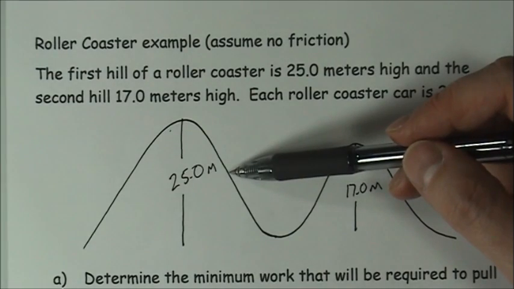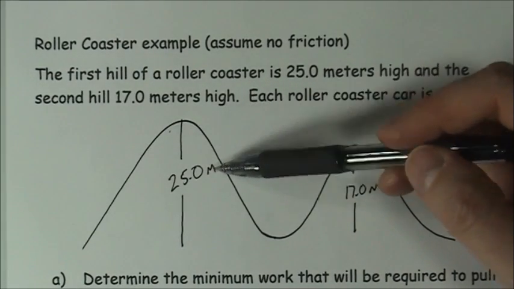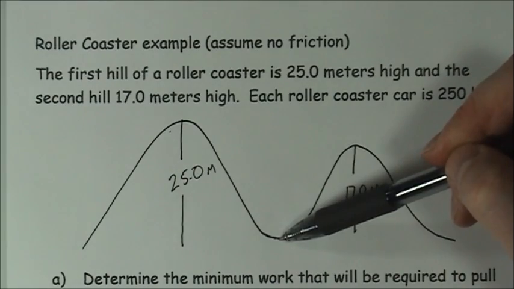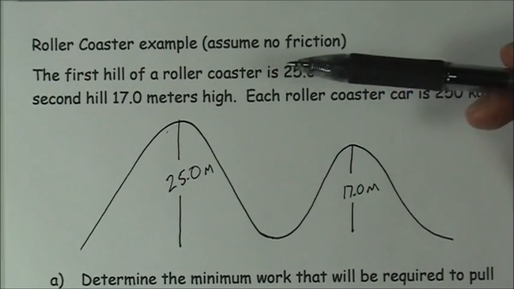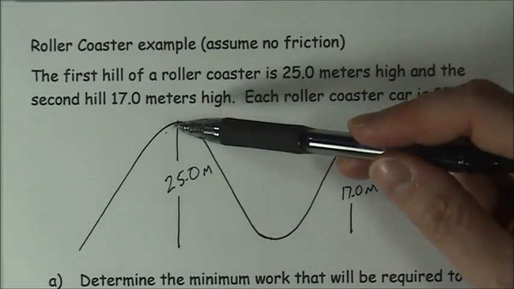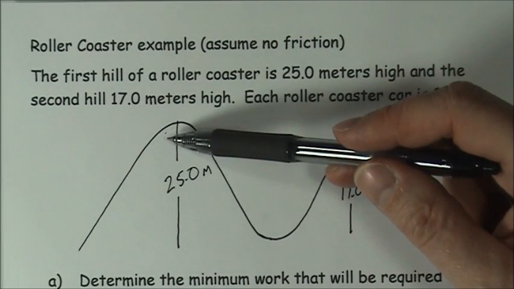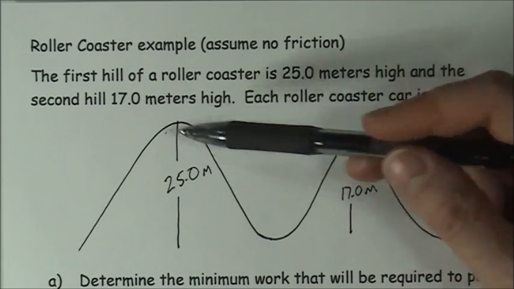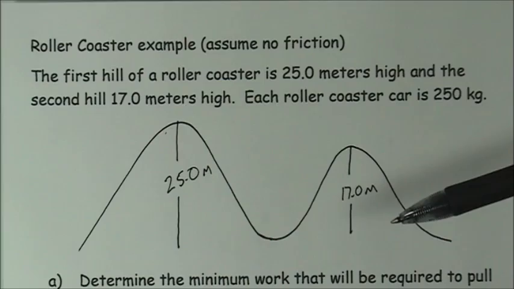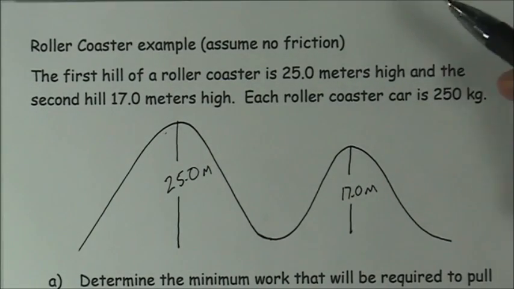It doesn't make any difference. As long as there's no friction, all that matters in determining how fast the car is going at the bottom is how high the hill was. That's it. How much energy did the car have at the top? And if you can figure out how much energy the car had at the top, then you can figure out how fast the car will be going at the bottom. So let's start at the beginning.